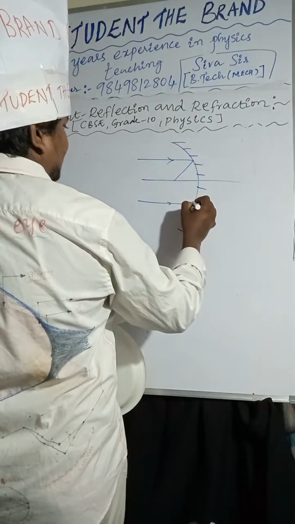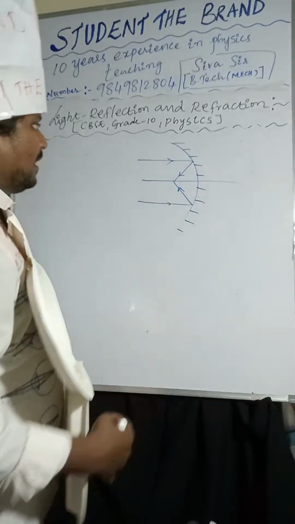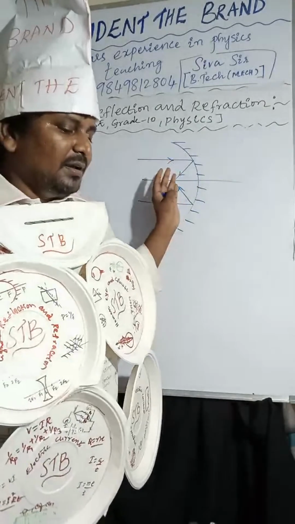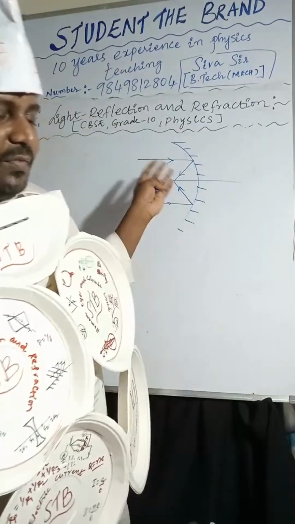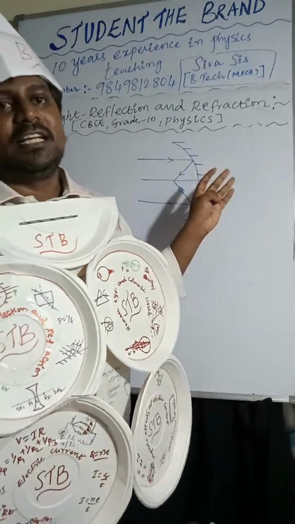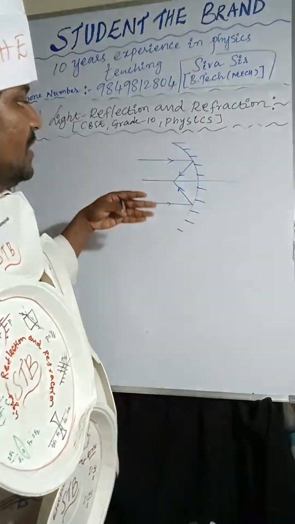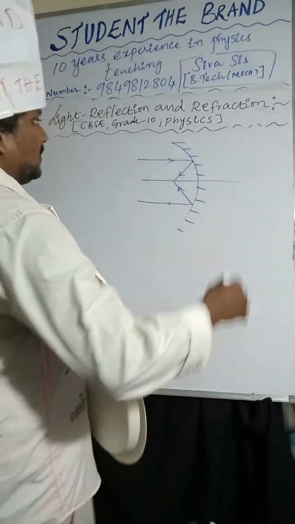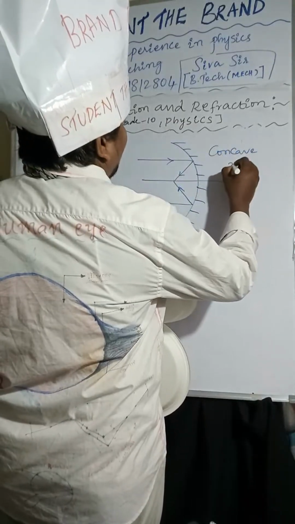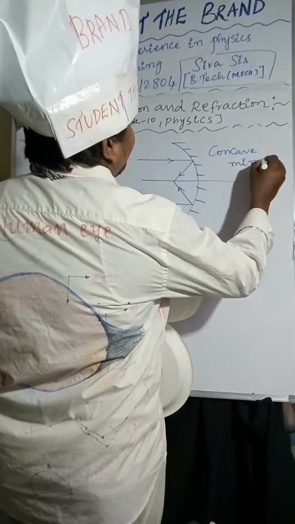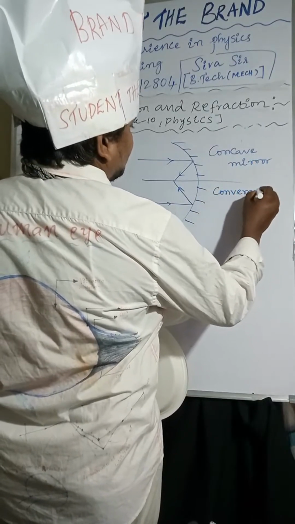these are the incident light rays like this. So this is a concave mirror. Reflection takes place inward. That is called a concave mirror. A concave mirror is also known as a converging mirror. So why, sir, is the concave mirror called a converging mirror?